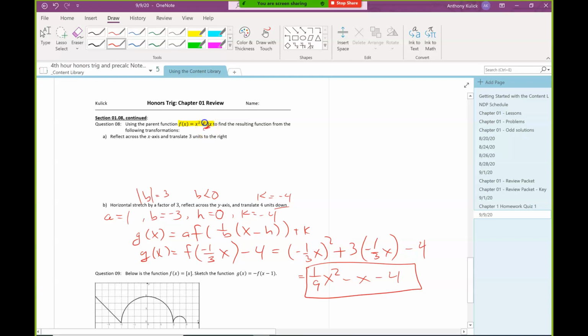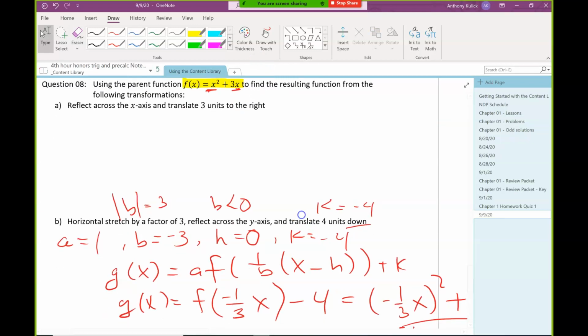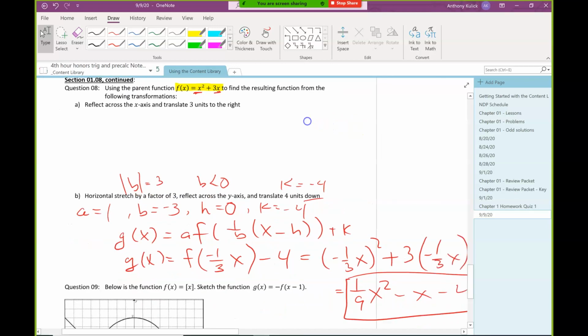So that 3 is from here. So when I do f of negative 1/3 x, I'm just plugging negative 1/3 x into both locations, right? Just like when we do composition. So this 3 here is that 3 there. This squared here is that squared there. And the negative 1/3 x is what we're plugging in to our function.